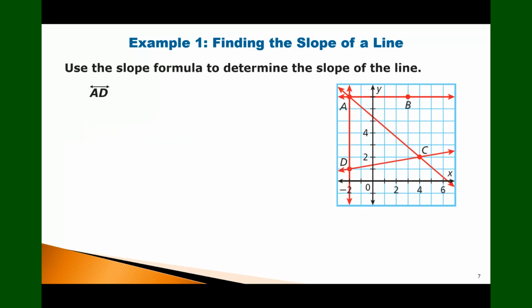Okay, last one. I'm going to encourage you to pause the video for a second and try this one on your own just to see if you can set it up and figure out the coordinate points before I go through it.